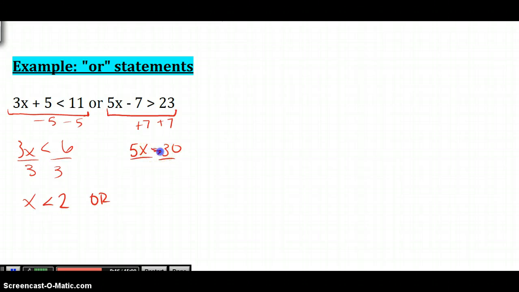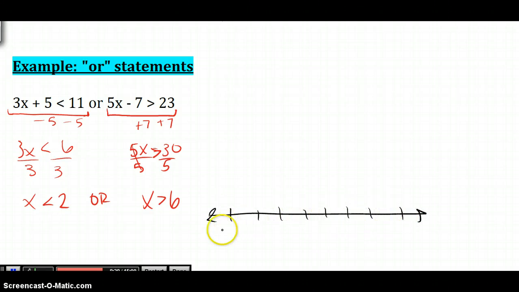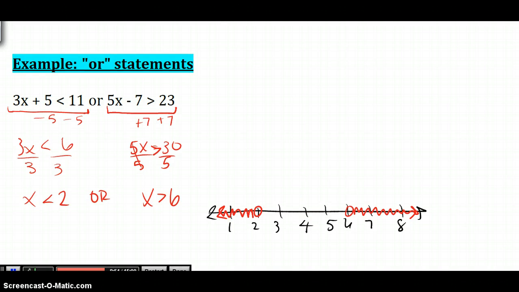and then divide by 5, and x is greater than 6. So now to graph this, you make your number line. And I'm going to have, again, both open dots because it's not or equal to at 2 and 6. And x is less than 2, so I go less than, or greater than 6. So I shade greater than 6. And again, or statements shade in opposite directions, so that is correct.